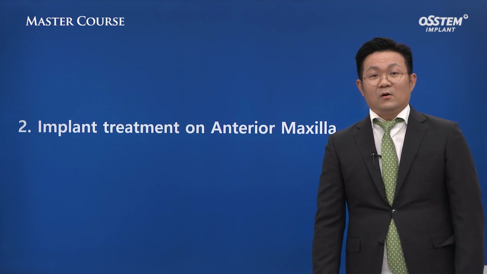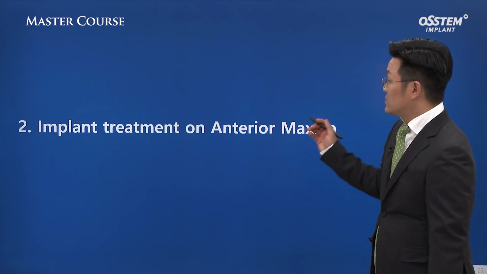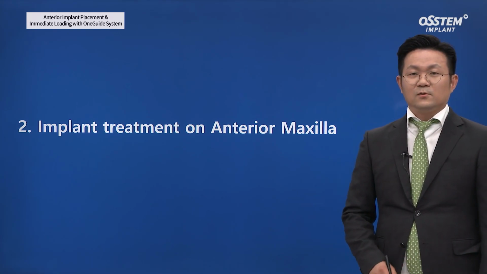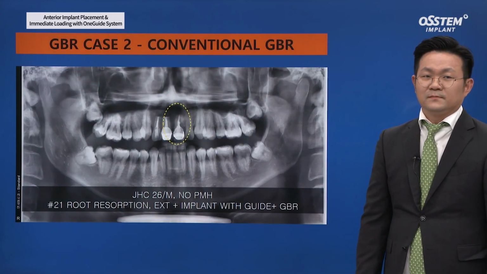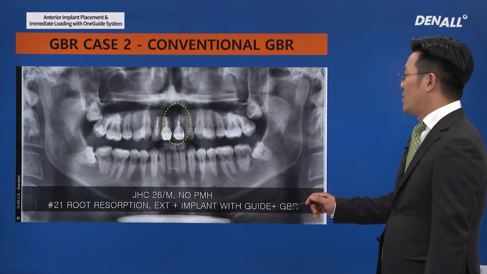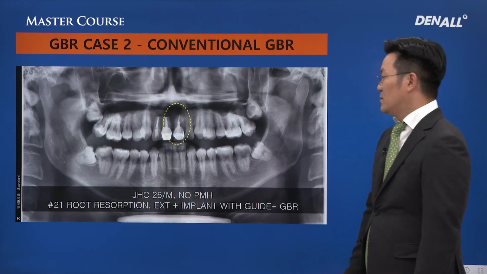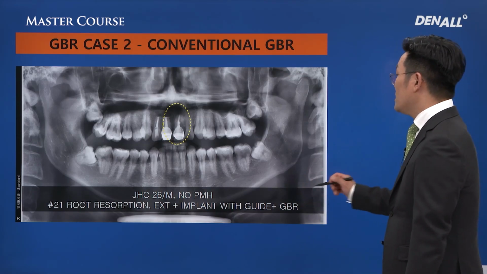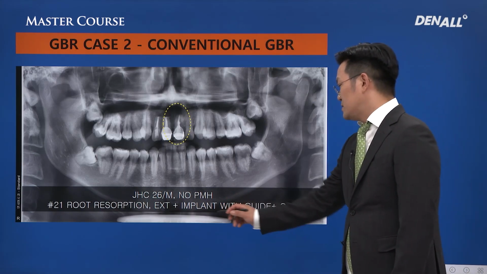Then let's look at implant treatment on the anterior maxillary side. I'll show you actual cases. Now for this patient, it was a young patient, number 21, the central incisor, who had root resorption. It was a male patient, and I placed an implant and did guide surgery along with GBR.